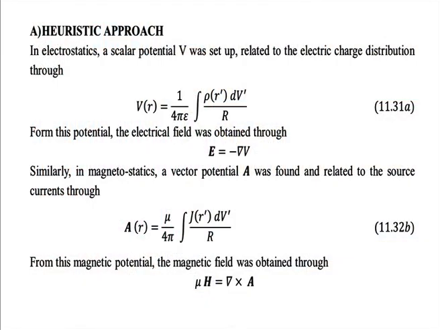This is nothing but an approach which goes by analogy. Just as in electrostatics, a scalar potential V was set up related to the electric charge distribution given by equation 11.31a, and from this potential we were able to find the electric field intensity E is equal to minus gradient of V. Similarly, in magnetostatics, the vector magnetic potential was found and related to the source current given by equation 11.31b. From this magnetic potential, we were able to find the magnetic flux density, given by B is equal to curl of A.